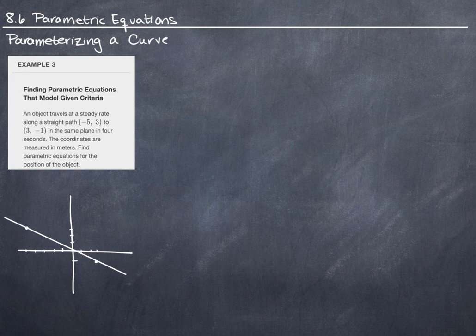So what do we need parametric equations for? Parametric equations give us a lot more information than just the equation of the line. Very quickly, I know that the slope of the line is going to be 3 minus -1 over -5 minus 3, which is 4 over -8. So that's -1/2. And so the equation of the line is y equals -1/2 x plus some value b.